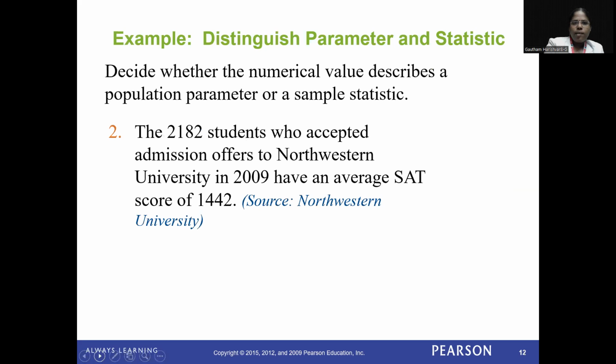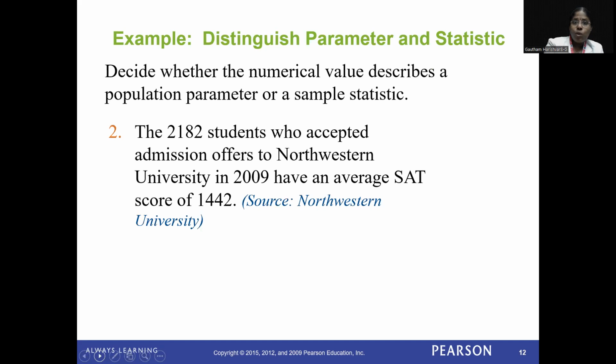Okay. The second example: the 2,182 students who accepted admission offers to Northwest University in 2009 have an average SAT score of 1,442. Here, please decide whether it tells about the population parameter or sample statistics. The 2,182 students who accepted admission offers. Please note that the total number of students in the university is only 2,182, because this many students got admitted in the university.